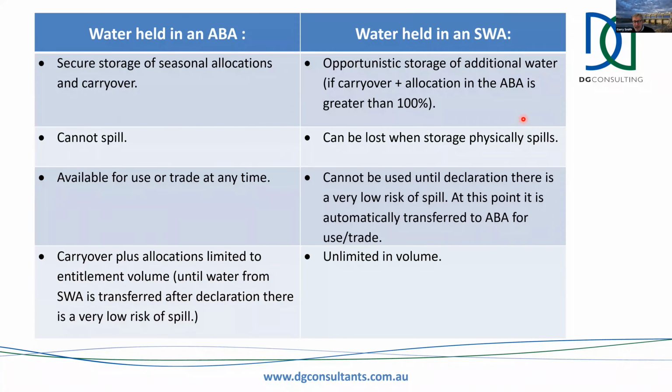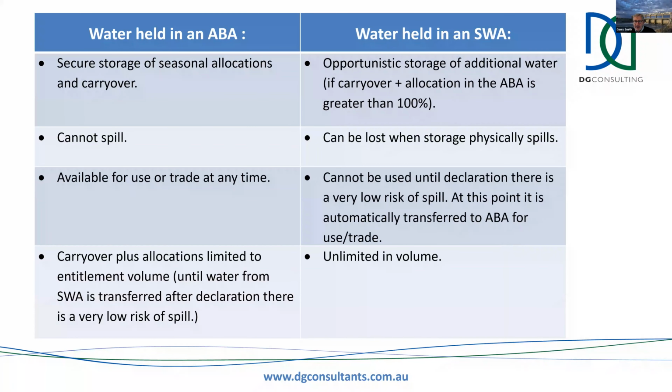Water in the spillable water account is really opportunistic storage of additional water. As we said, it's in that sort of borrowing airspace from someone else. And it only happens if the carryover plus allocation in the allocation account exceeds 100%. And it can be lost when the storage spills, and it can't be used until there's a low risk of spill declaration. And when that happens, it's automatically transferred into the linked allocation account for use or trade.